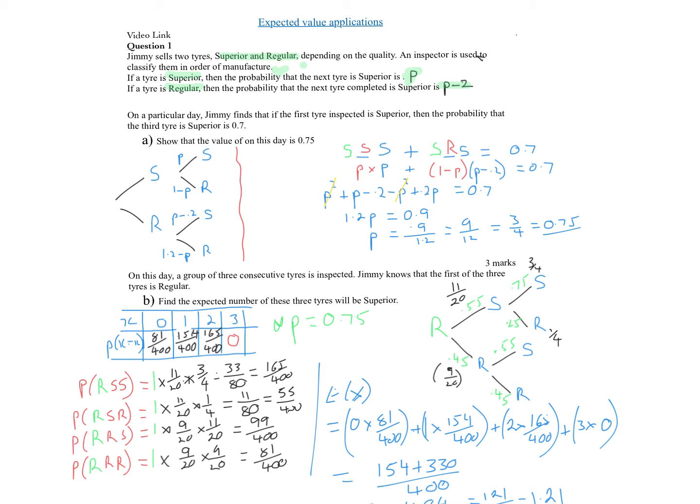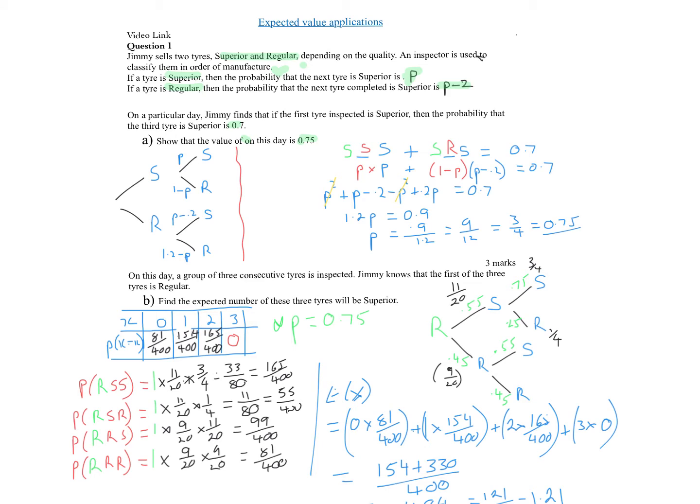So on a particular day, Jimmy finds that the first tyre inspected is superior, and the probability that the third tyre is superior is 0.7. So we need to show that on this day, the P value is equal to 0.75.